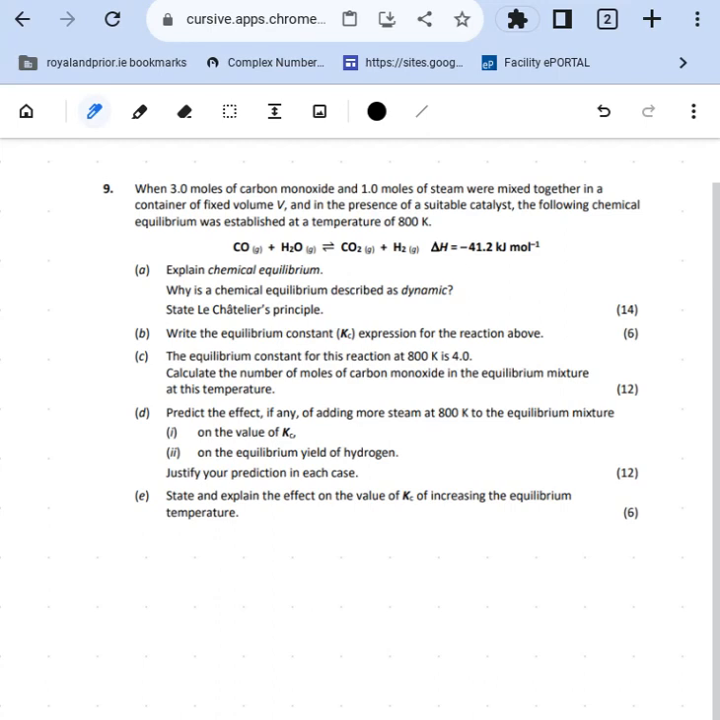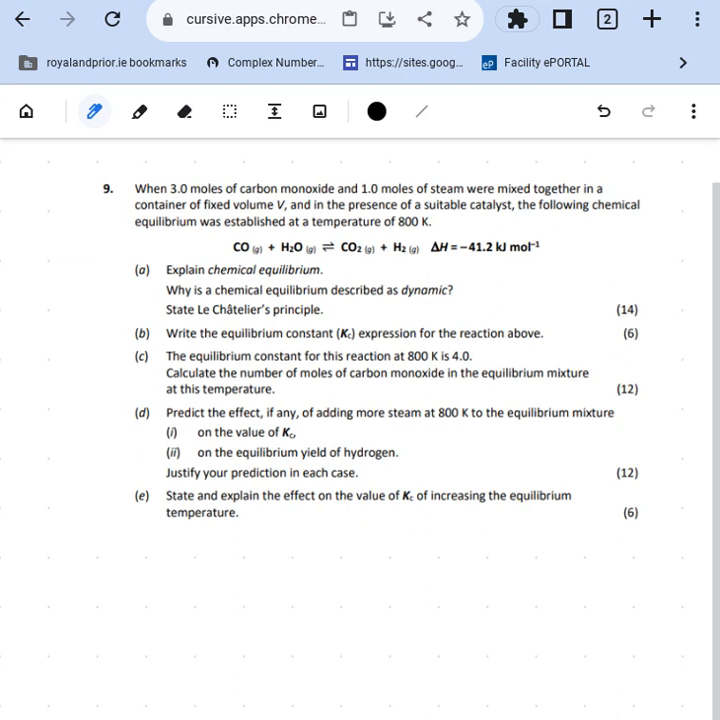Hi folks, here's 2020 Leaving Cert Higher Level Question 9 on equilibrium. So we can see here 9a, standard sort of questions, they always ask your definition. So you need to sit down and write them out. So what is meant by chemical equilibrium? It's when the rate of the forward reaction equals the rate of the reverse reaction.